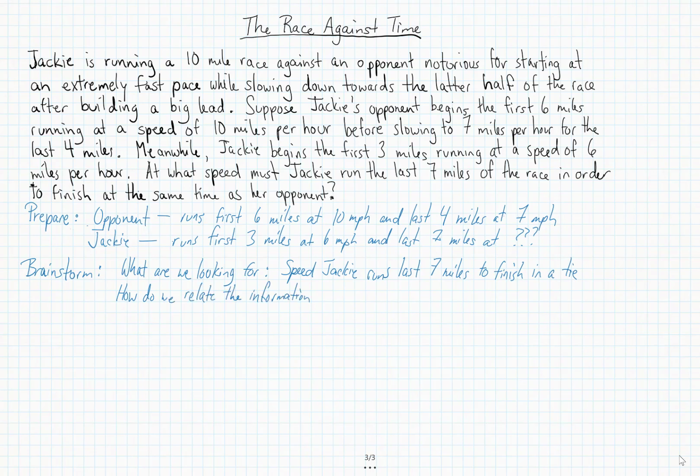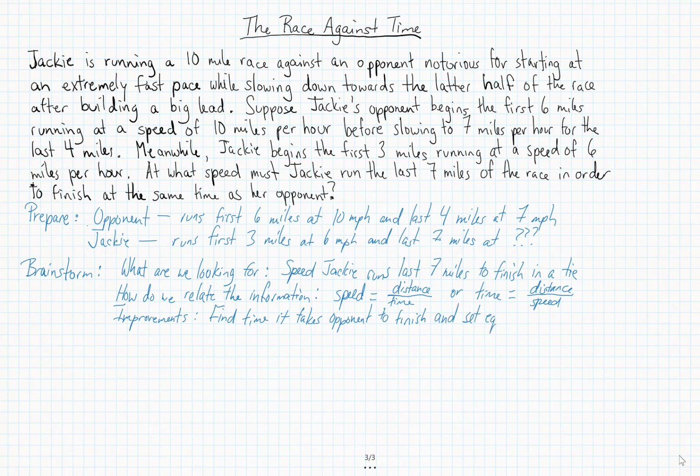Well, we know that speed equals distance divided by time, and that's going to be important, but a better route would probably be, we're looking for them to finish at the same time. So maybe we want to use, if you multiply by time and then divide both sides by speed, you get time equals distance divided by speed. That's probably going to be the better one. And now what that allows us to do is find the amount of time it takes for both the opponent and Jackie to finish and set those equal to one another.